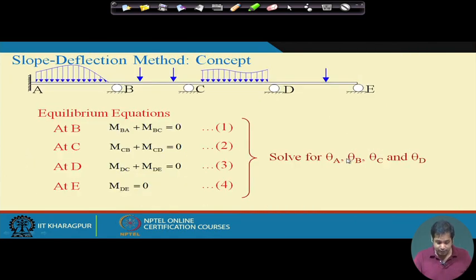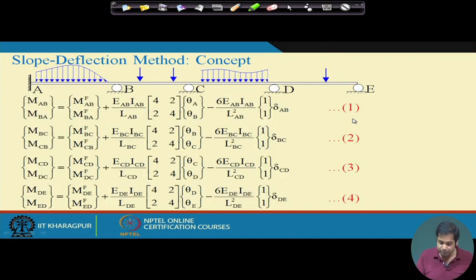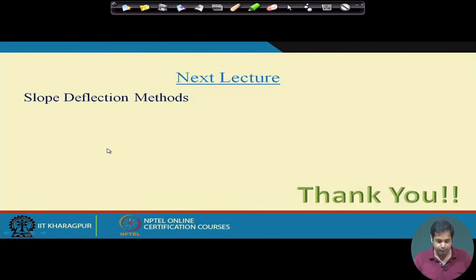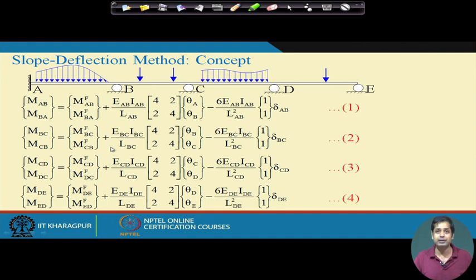Let us just summarize this. You solve this equilibrium equation to get the corresponding displacements. Once we have the displacements, they can be substituted in the slope deflection equations for all these segments to get the member forces, the MAB, MBA, the member forces. So this is the slope deflection method.